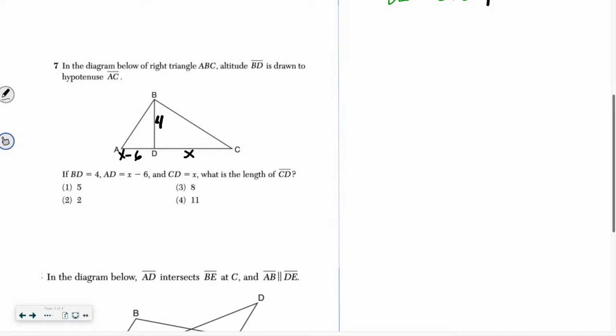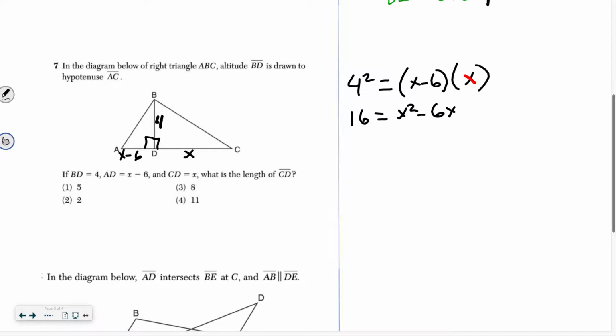Remember that the rule is always the altitude. This is the altitude, which is just another word for perpendicular. That's the altitude, and it creates two right angles. So, simple. We have that 4 squared is equal to x minus 6 times x. Well, then 16 is equal to x squared minus 6x. This is all from algebra, okay?